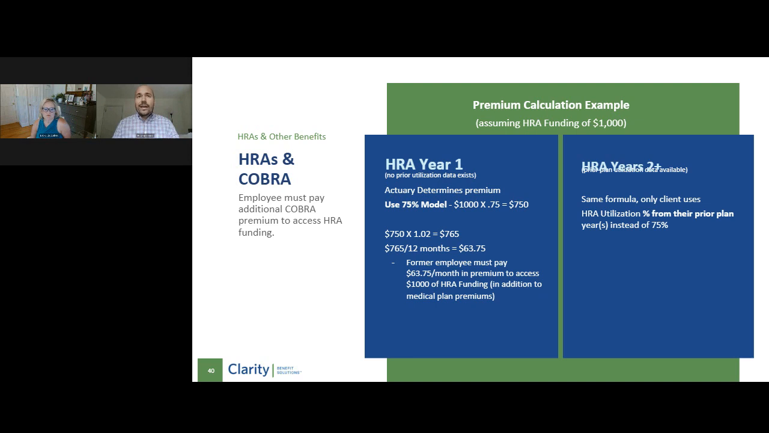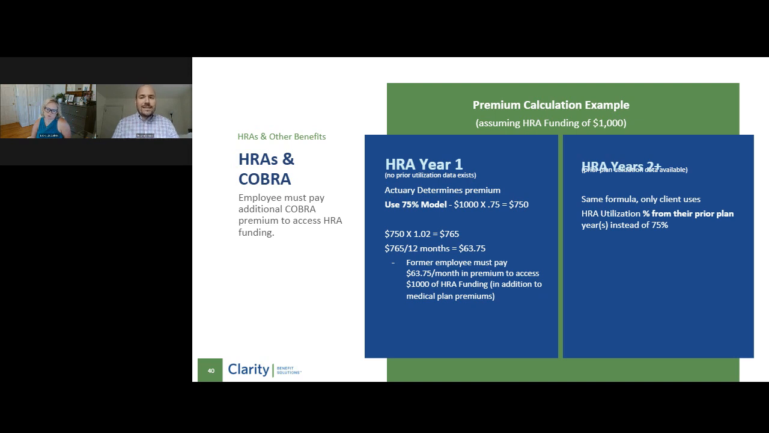So really only someone who knows for certain that they're going to spend that HRA money is going to continue the HRA on COBRA. Most folks go ahead and waive it. And in years 2 and onwards, instead of using the 75% model, you would just use whatever your utilization was for the group in the prior year. And I also want to point out that it's 750 times 1.02, and that's that extra 2%, which an employer can charge for the COBRA administration cost.